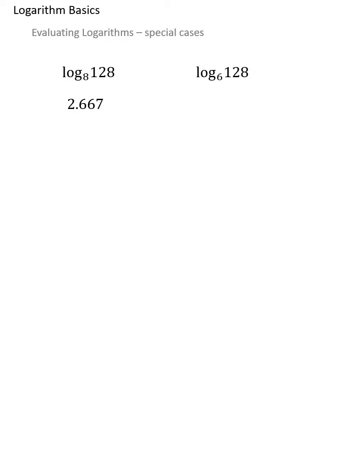That's fine. Let's look at the problem on the right of your screen. That means that power of 6, which equals 128. Well, 6 to the second power is 36, that's too low. 6 to the third power is 200 something. Well, that's bigger than 128. So again, it stands to reason that this logarithm is a decimal between 2 and 3, and our calculator would give us this value.